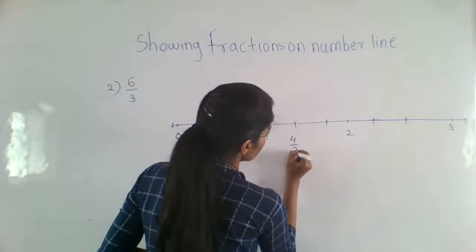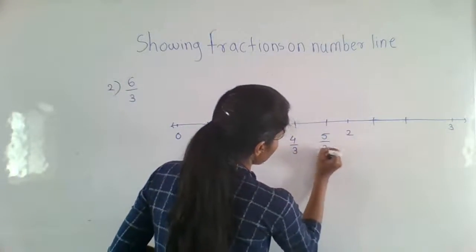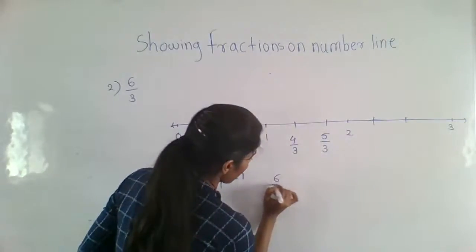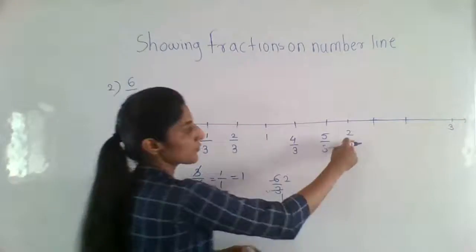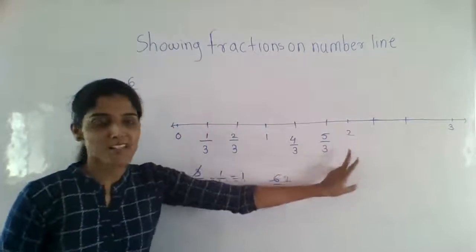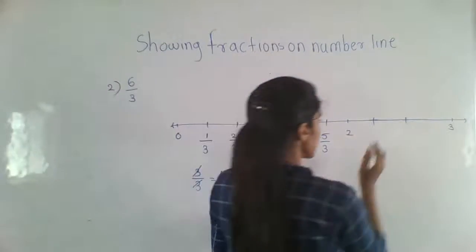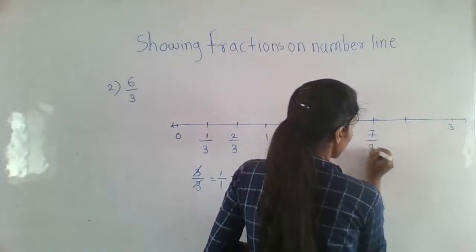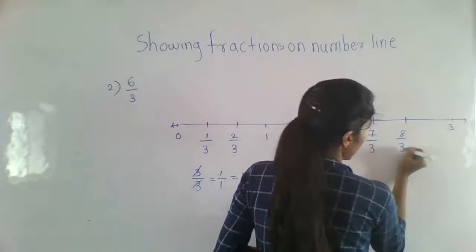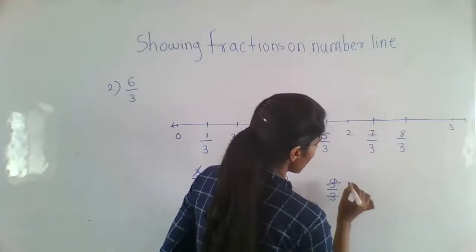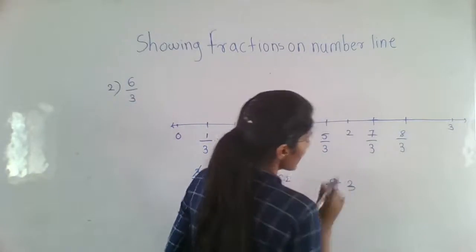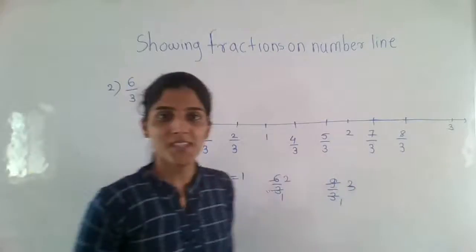4 by 3. 5 by 3. Now here 6 by 3. We know that 3 ones are 3, 3 twos are 6. Therefore 2 comes here. Understand? Now next is 7 by 3, 8 by 3. Here 9 by 3. For 9 by 3, 3 ones are 3, 3 twos are 6, 3 threes are 9. Therefore 3 comes here. Understand?